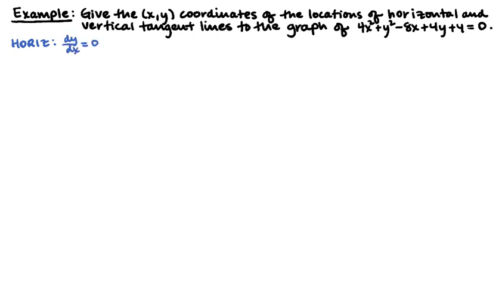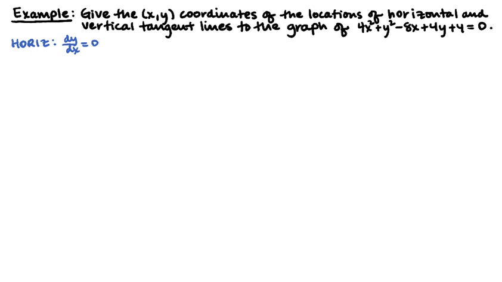And since in this situation dy/dx is generally a fraction, we're looking for where the numerator is 0 while the denominator is non-zero. The thing is, though, in this class, you shouldn't have to worry about what happens when the numerator and the denominator are simultaneously 0. That's not something we're going to deal with.